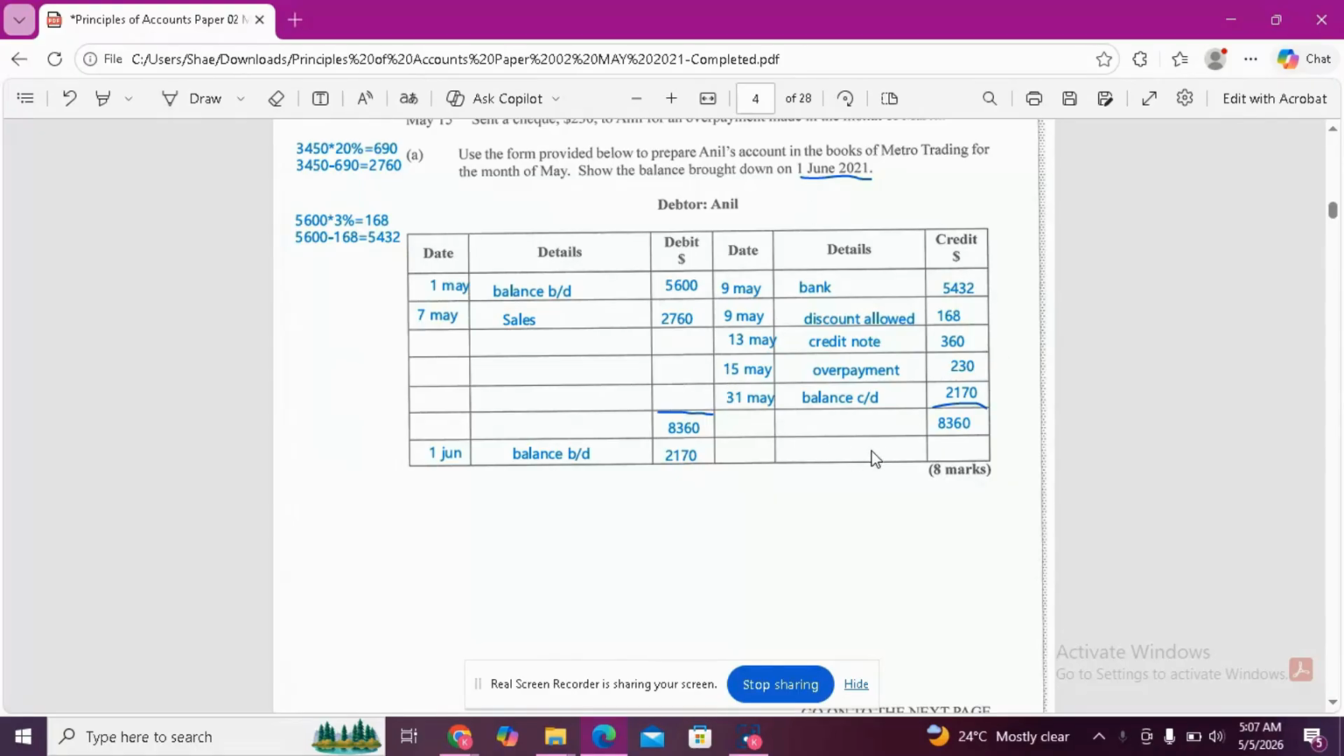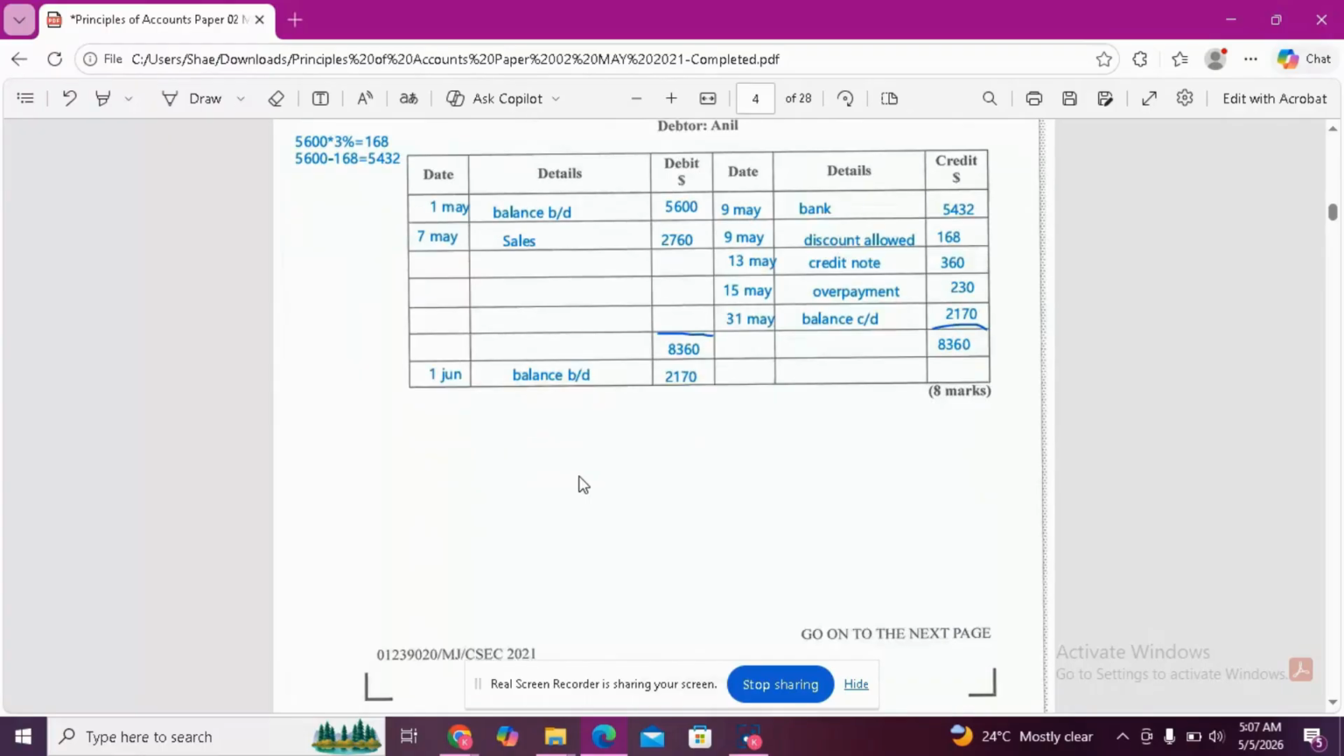2,170. Now the 2,170 goes on the smaller side on the 31st of the month if the month has 31 days. And then you total both sides. Both sides should be equal, and your balance CD goes on the opposite side as balance BD on the first of the following month.